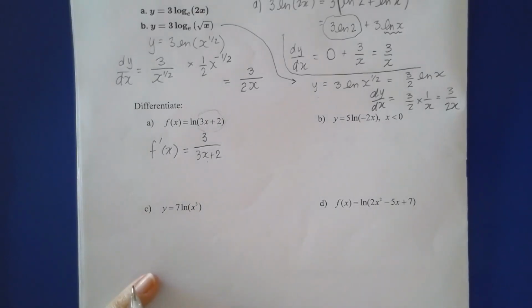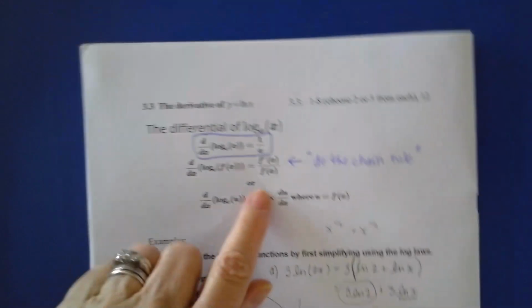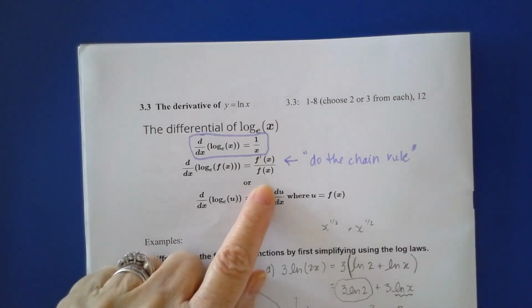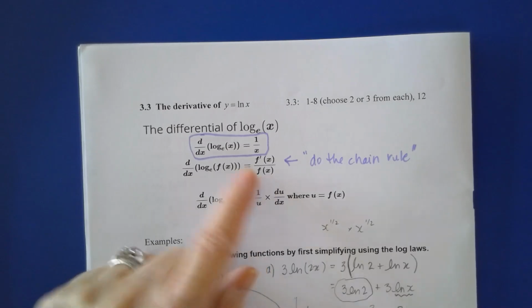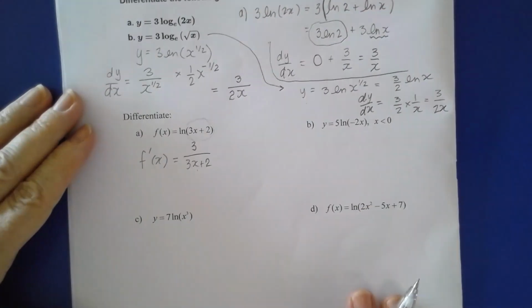Is that the second row? Yes. That's this rule here. Your syllabus mentions this rule. But it's just the chain rule.